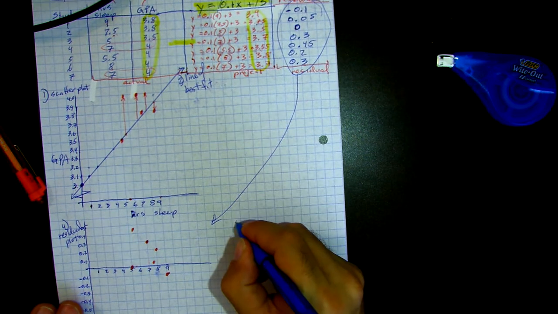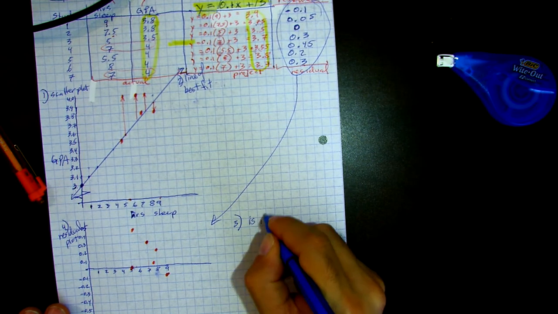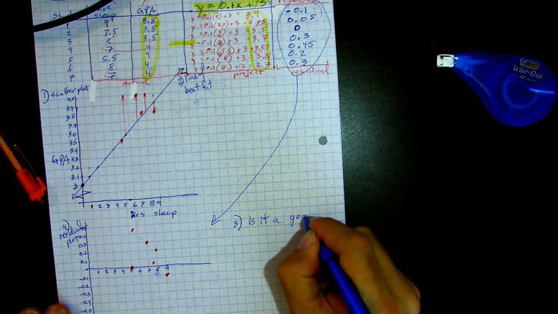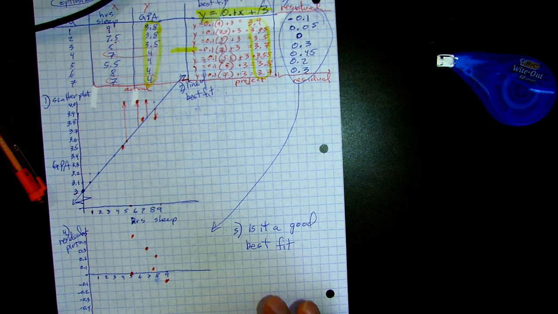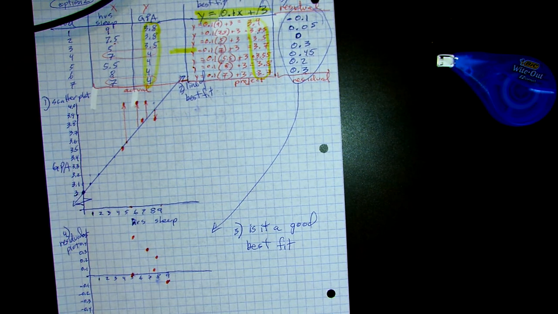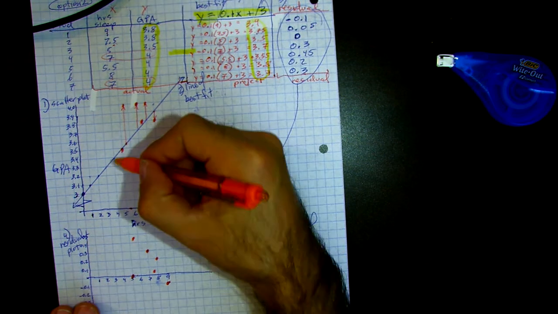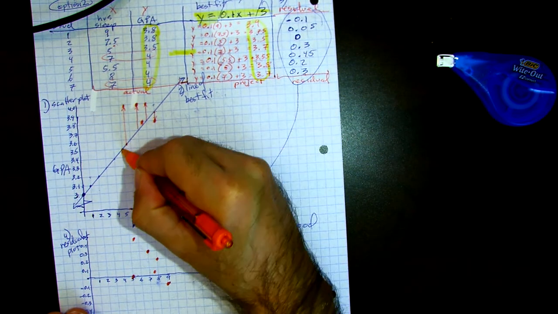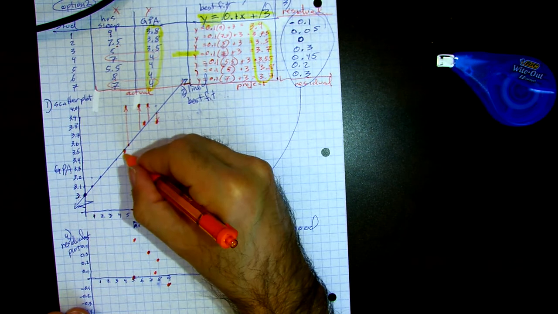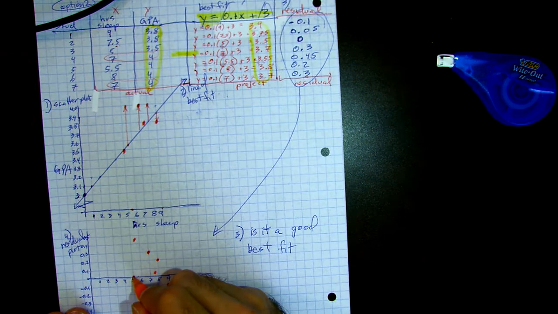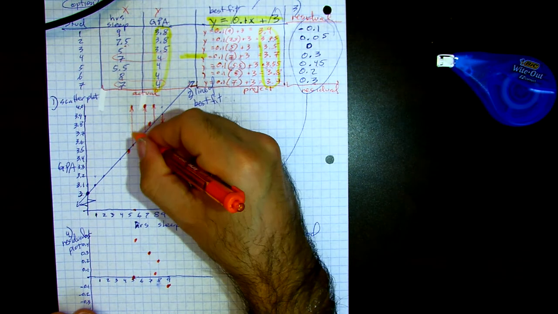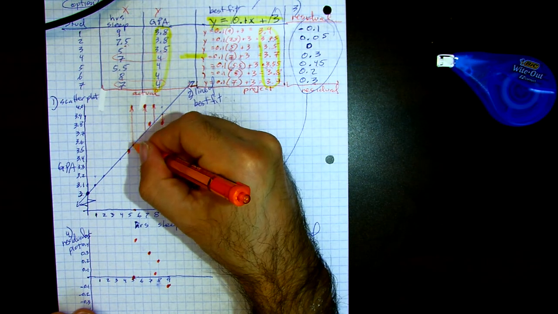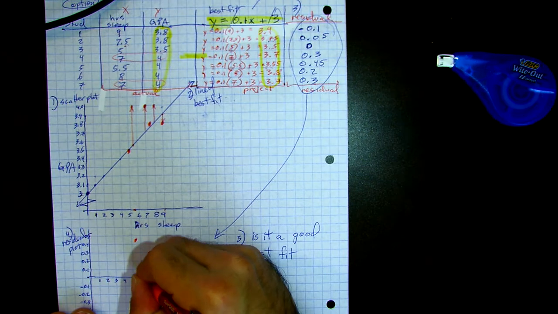All right, number 5. Is it a good best fit? Let's see. Also I want to point out, look at this, because I lined these up. Look where this point is. It's right on the line. So the point right on the line is at 5 hours, and look at 5 hours. It's right on the line, right? At 5.5 hours, it was above this value. It was above this amount. And look, at 5.5, it's above this amount.